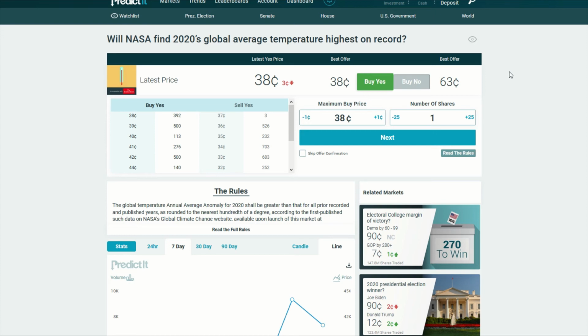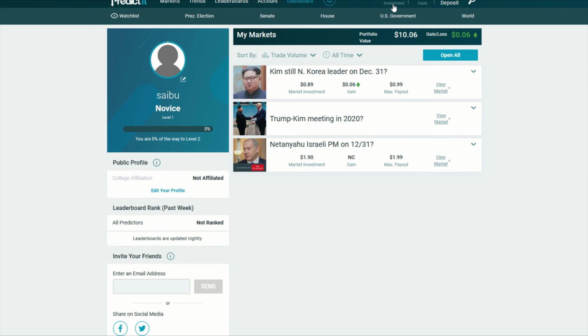Now, let me show you guys some of the bets that I have made. So I will go to the investment tab right here. And you will see that I have technically two bets here, right? This is something that I've put in a bid for, but it did not go through. So please ignore the Trump-Kim meeting in 2020. But here, if you look at my investments, right? Kim Jong-un still North Korea leader on December 31st.